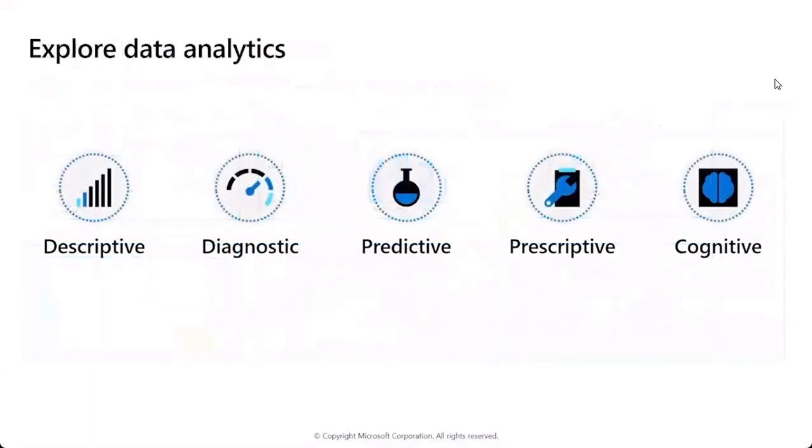Now, just to wrap up on data analytics, data analytics is really about examining, transforming, and arranging data so that you can study it and extract useful information out of your data. You can often categorize data analytics as descriptive, diagnostic, predictive, prescriptive, and cognitive.